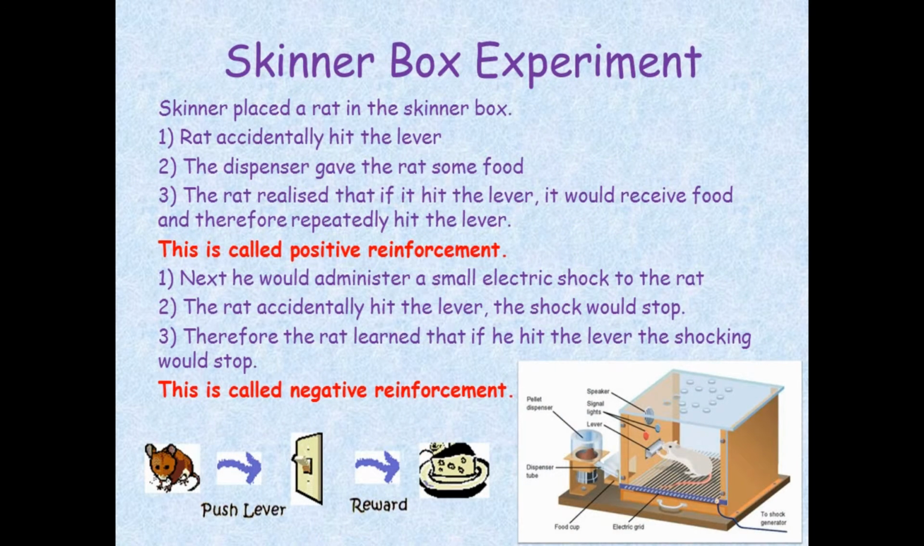Operant conditioning. Skinner placed a rat in the Skinner box. When the rat accidentally hit the lever, the dispenser would give the rat some food. After a while, the rat realised that if it hit the lever, it would receive food and therefore repeatedly hit the lever. This is called positive reinforcement. Next, he would put the rat in the box and administer a small electric shock. When the rat accidentally hit the lever, the shock would stop. Therefore, the rat learned that if he hit the lever when put in the box, the shocking would stop. This is called negative reinforcement.